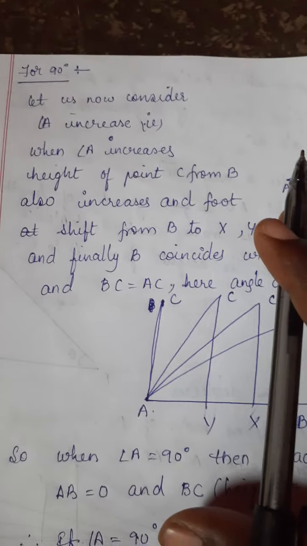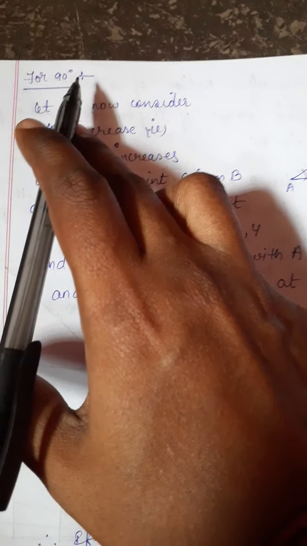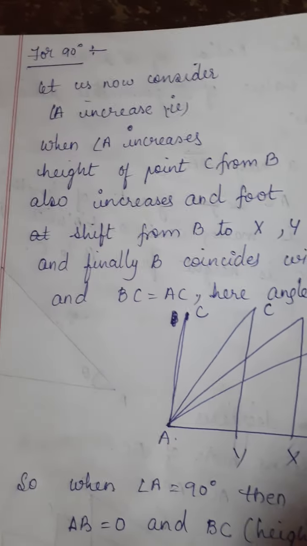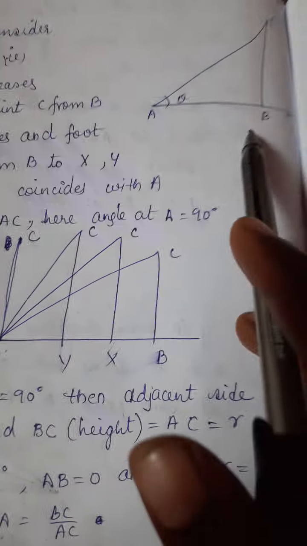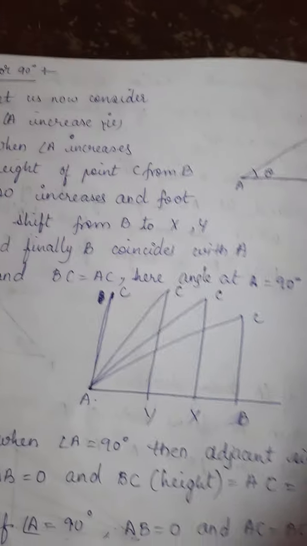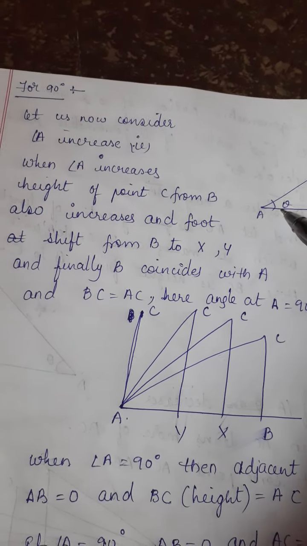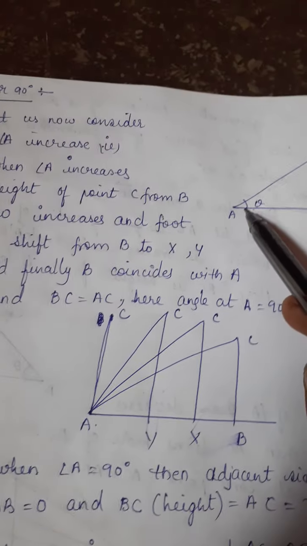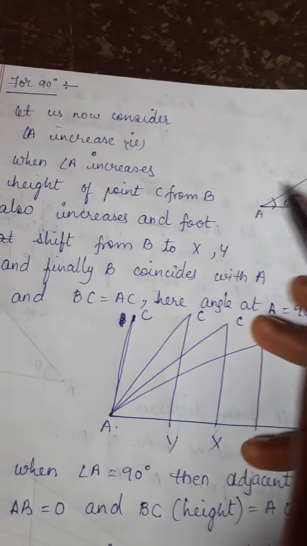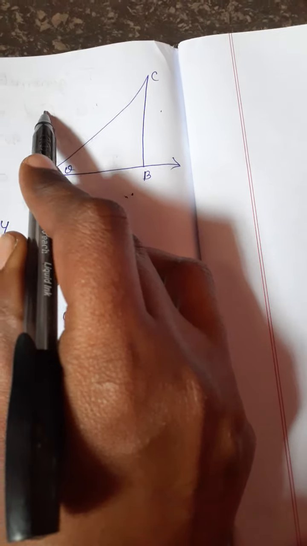Next we are going to find the values for 90 degrees. Now again take the ray AB. BC is the height, A is 0 degrees. Now here I am increasing the theta value. That means I am moving this AC to the left.